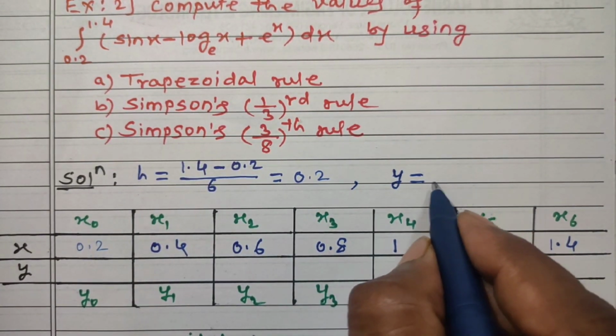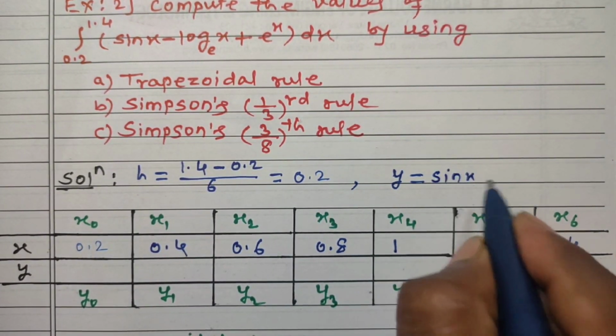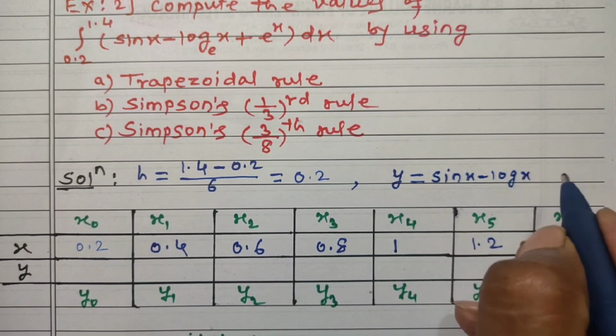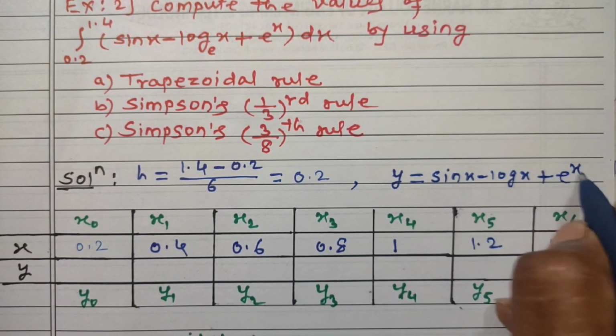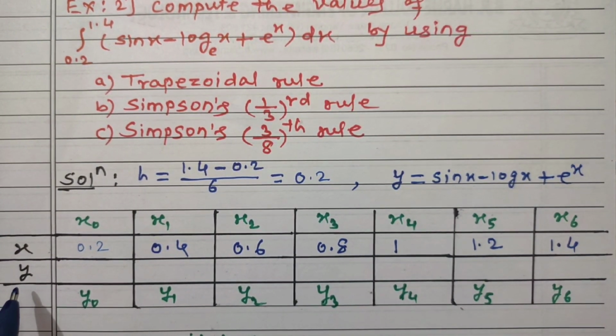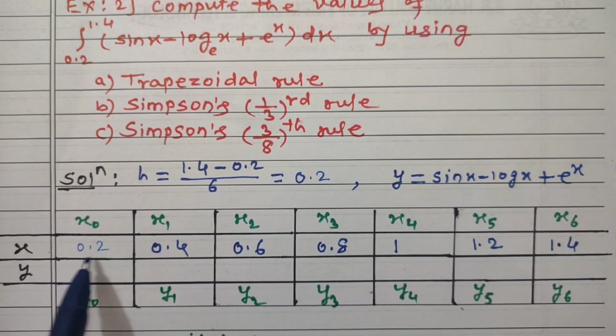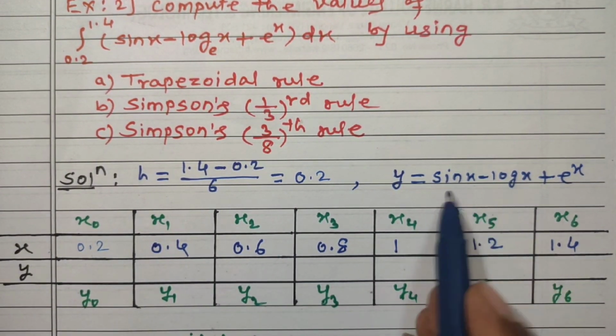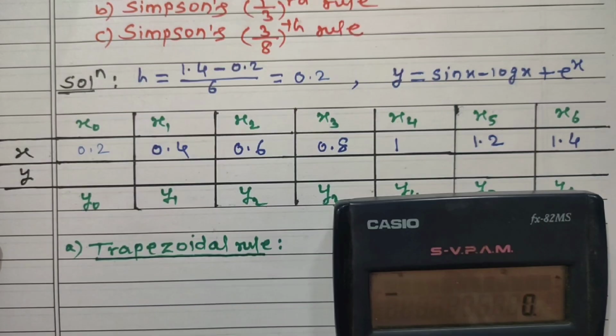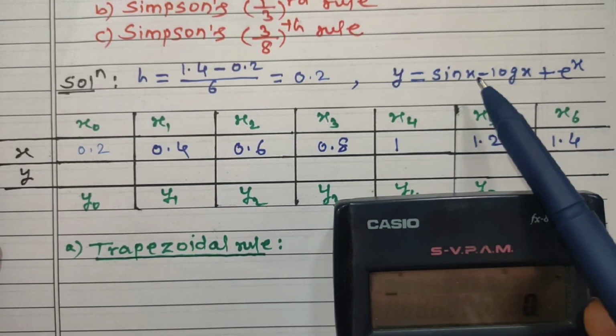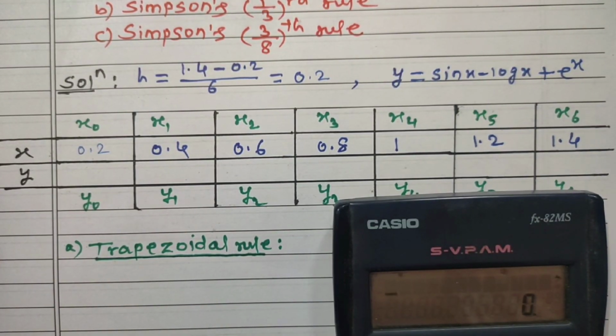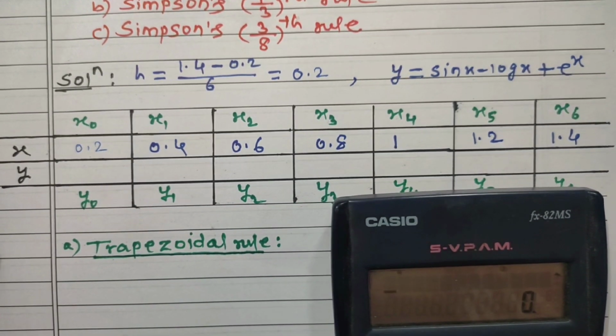So y is equal to sin x minus log x plus e to the power x. We have to find out values of y, putting the values of x from this table in this function on the right hand side. Due to the trigonometric function sin x, here we have to select radian mode. First go to mode. Once again click this radian mode, which is number 2. So press number 2. Now it is radian mode.